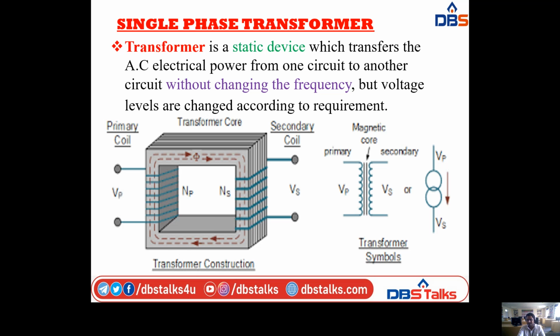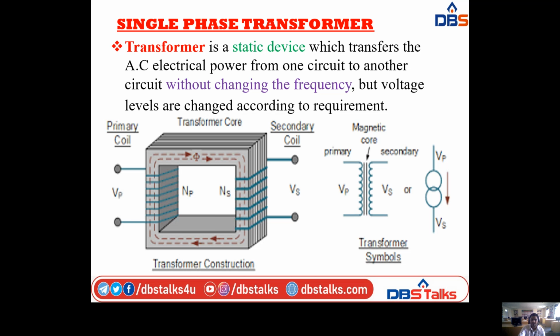Coming to the transformer symbols, we have two diagrams here. One is for the transformer construction, and another is for the transformer symbols. On the left side we have the primary winding, and in between we have two vertical lines. That one is the magnetic core, and on the right side we have the secondary winding. So this is a general symbol for the transformer. Then we have another symbol, in which both ends have the windings, primary and secondary, and in between two lines we have two circles connecting to each other. So this is also a symbol for the transformer. I hope you understand this.